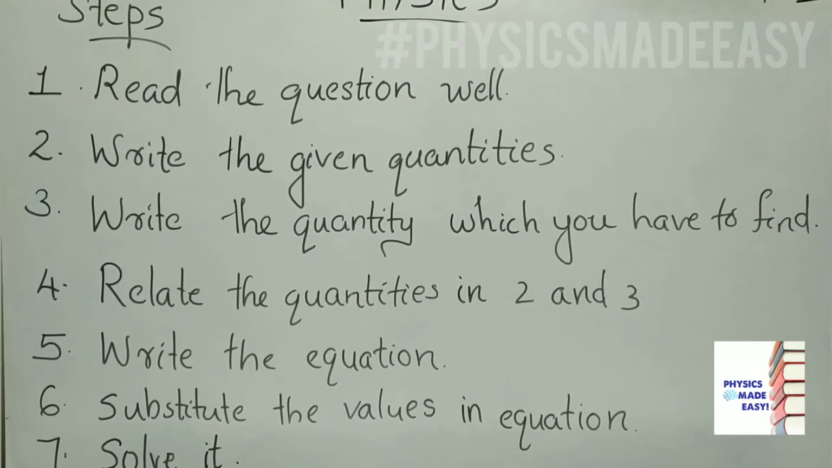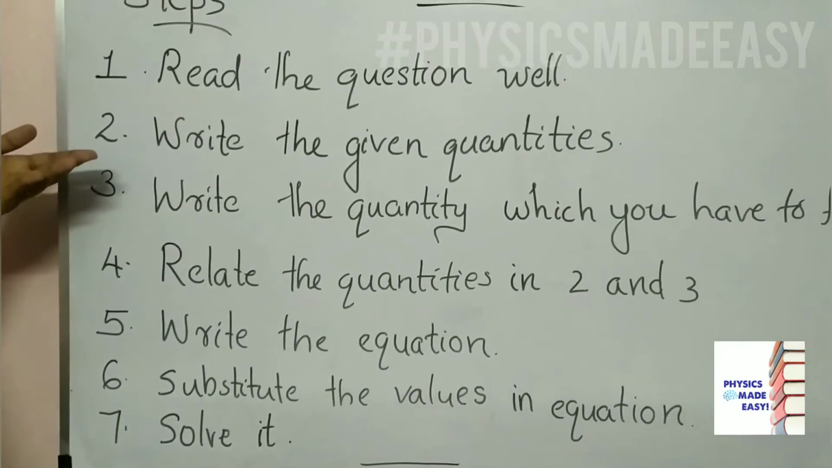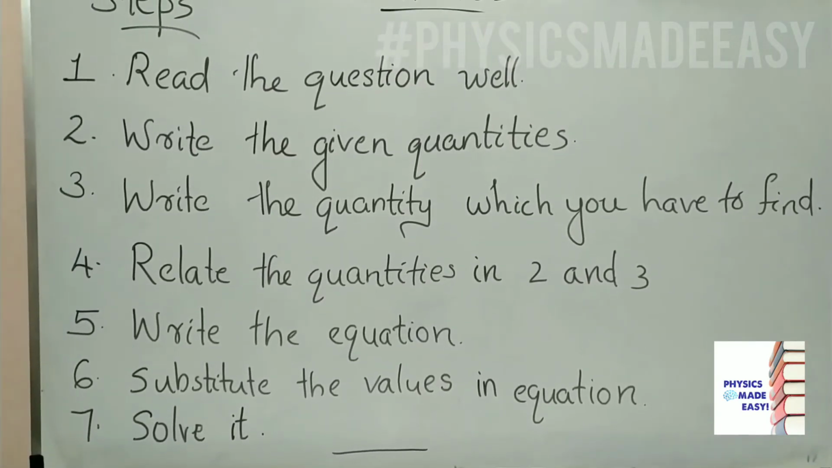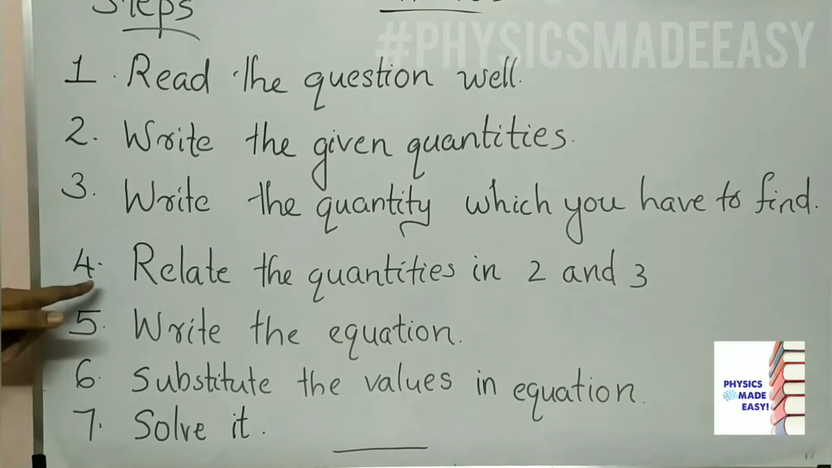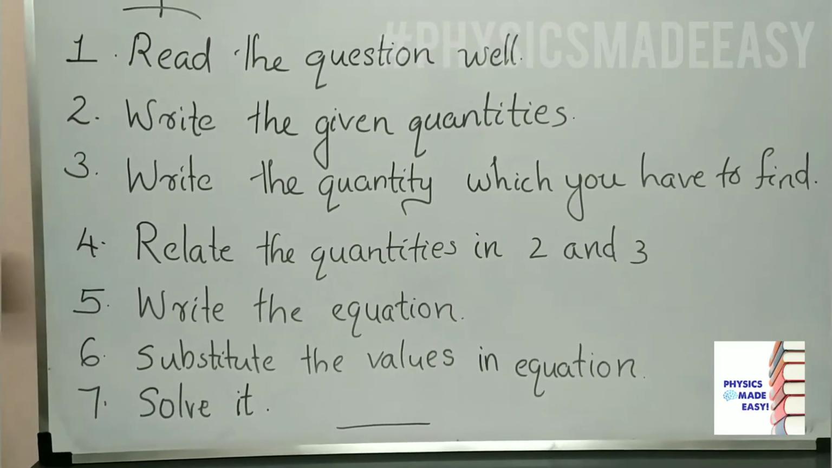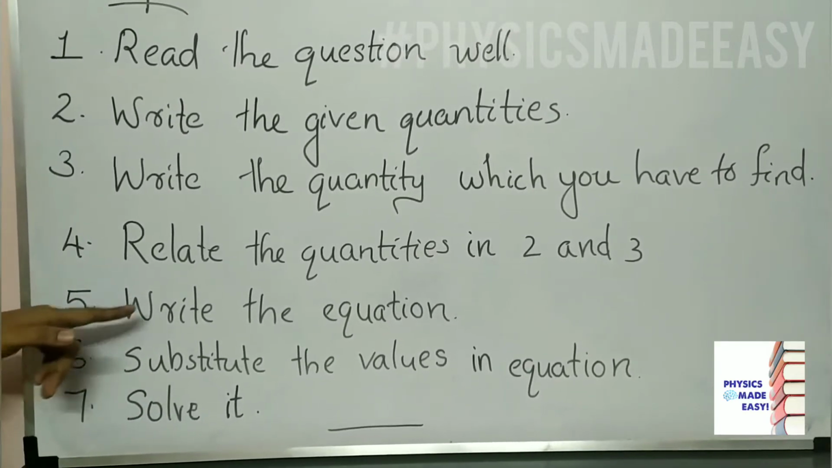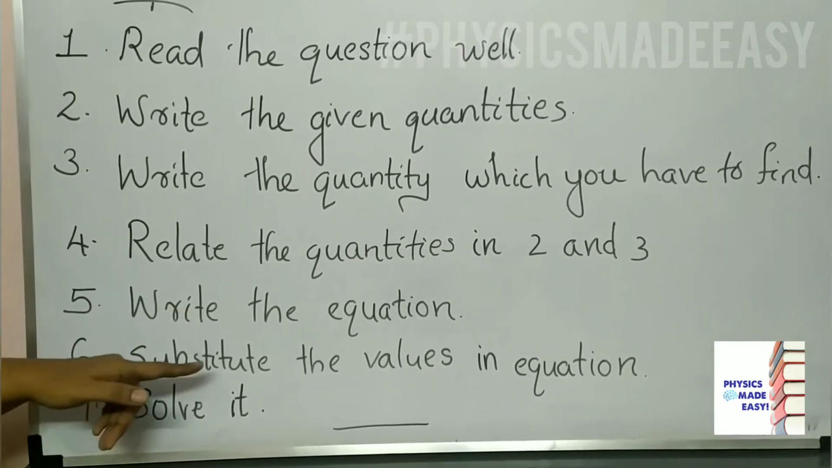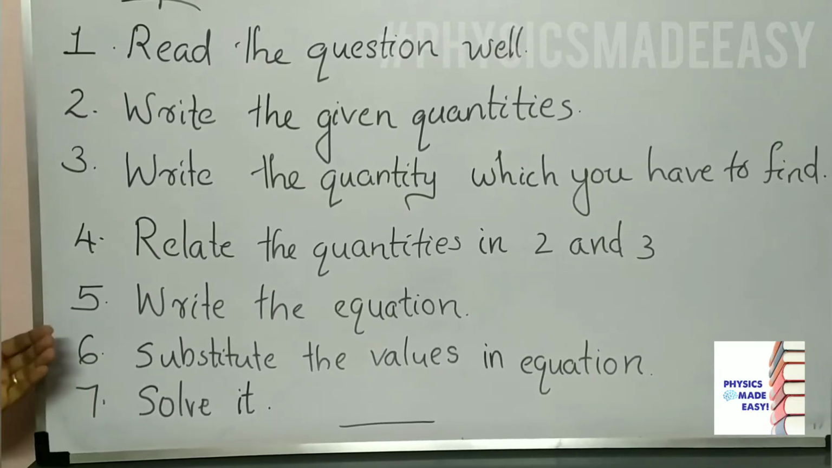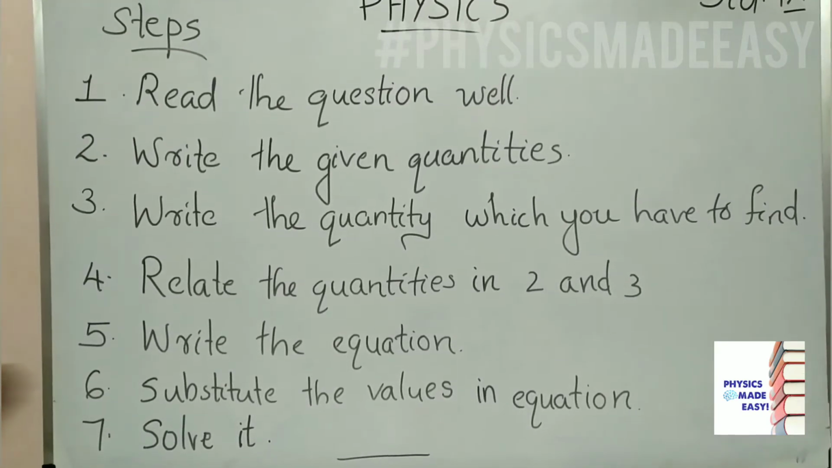Then the fourth one, you have to relate the quantities in 2 and 3. 2 and 3 means some given quantities, and one or two quantities you have to find from that given data. So only you have to relate those quantities. By connecting those quantities, you will get the equation. Then next step, write the equation. Then substitute the values in the equation. Then after that, at last you have to do the calculation. You have to solve that. All these steps you have to follow for doing problems.